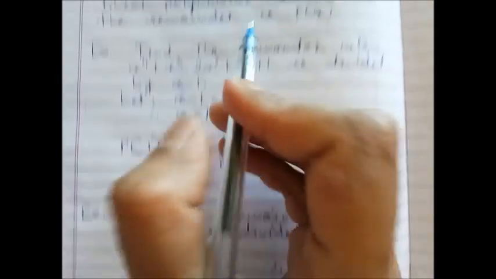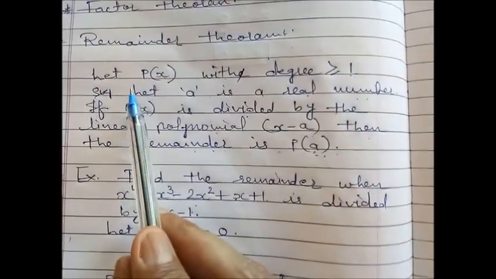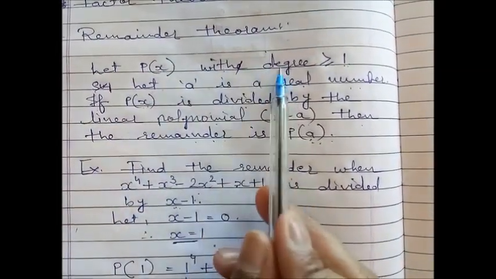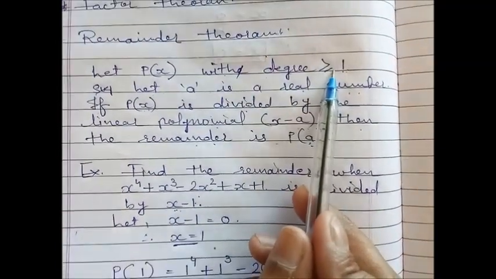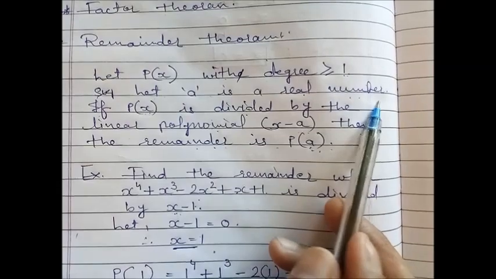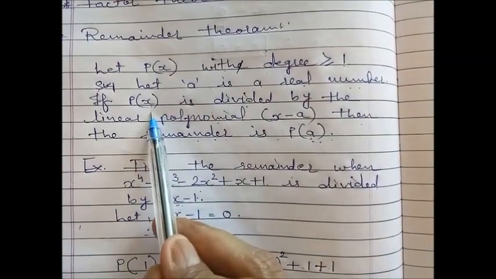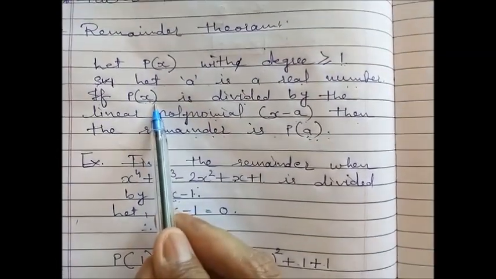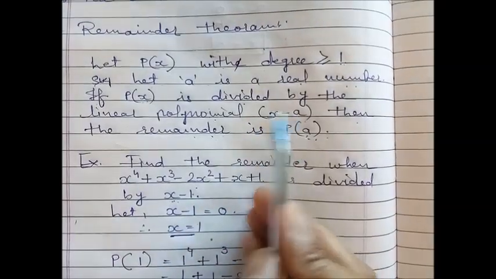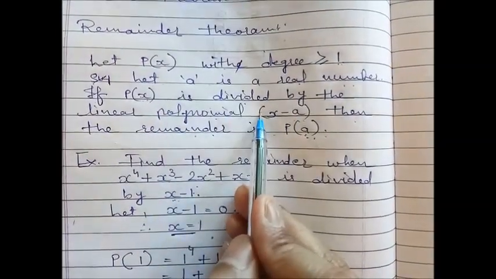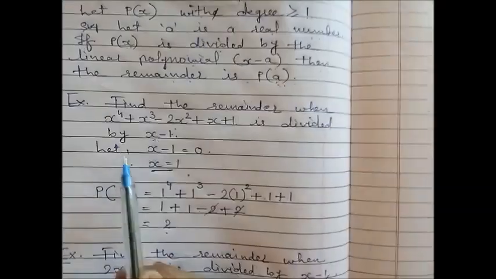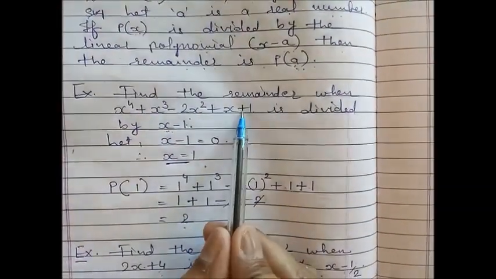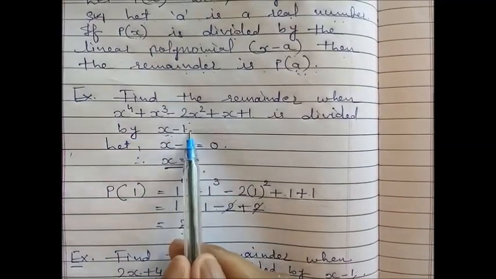Now see again the remainder theorem. P of x is any polynomial with the degree greater or equal to 1, right? A is any real number. Now p of x, that is the polynomial. When you are dividing this polynomial with x minus a, any linear polynomial, p of a will be the remainder. The example: any polynomial is given, you have to divide with x minus 1.